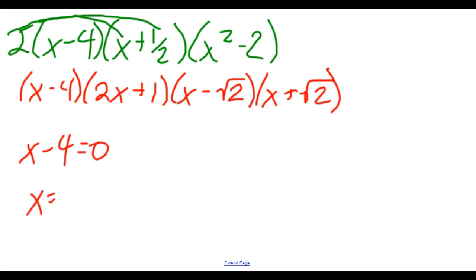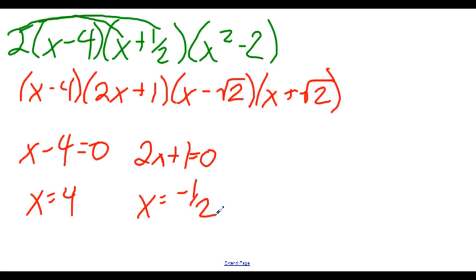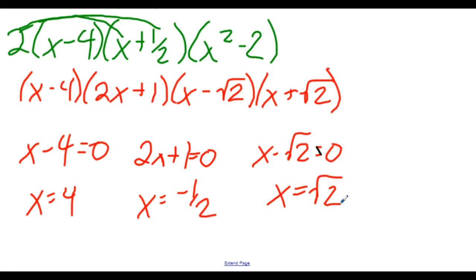So x would be equal to 4. If we set 2x plus 1 equal to 0, we would get x equals negative 1/2. And if we set each of these factors equal to 0, x minus radical 2 equals 0. So x equals radical 2, and x plus radical 2 equals 0. So x equals negative radical 2.